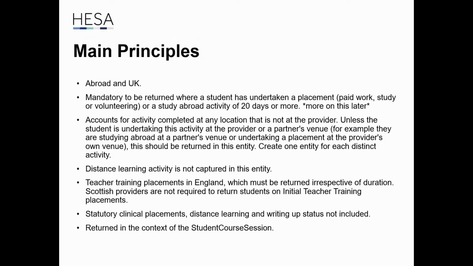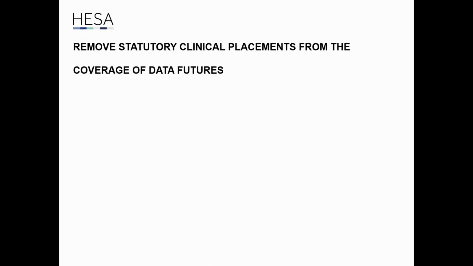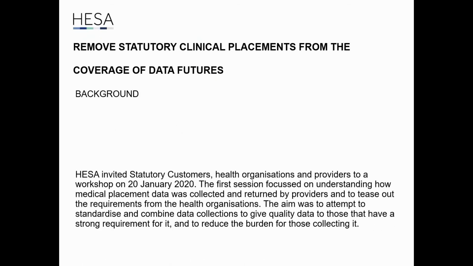And it's returned in the context of a student course session, which we will explain a little bit more in one of the final examples of this presentation. But essentially what that means is that if an occurrence of a placement happened in reference period 1, and the student course session spans reference periods 1, 2, and 3, then you would need to return that activity in reference periods 1, 2, and 3. So you're building up a picture as you go through the student course session, but we'll go for an example just to add some context to that.